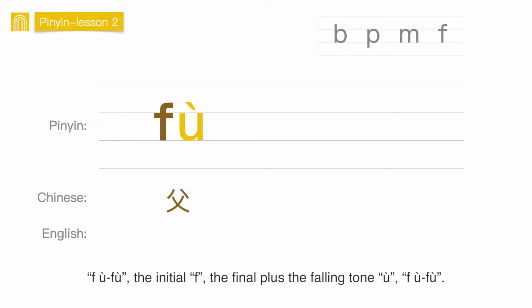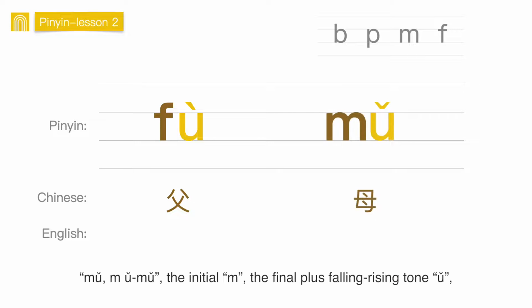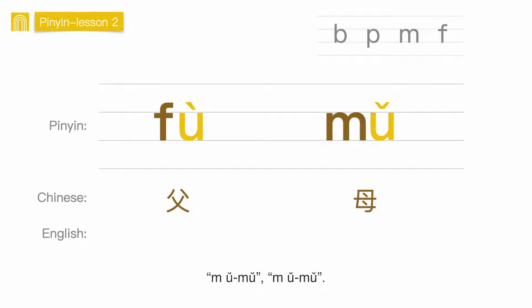Fu, wu, fu. The initial f, the final wu plus the falling tone. Wu. Fu, wu, fu. Read after me. Fu, wu, fu. Mo, wu, mu. The initial m, the final wu plus falling rising tone. Mo, wu, mu. Mo, wu, mu.